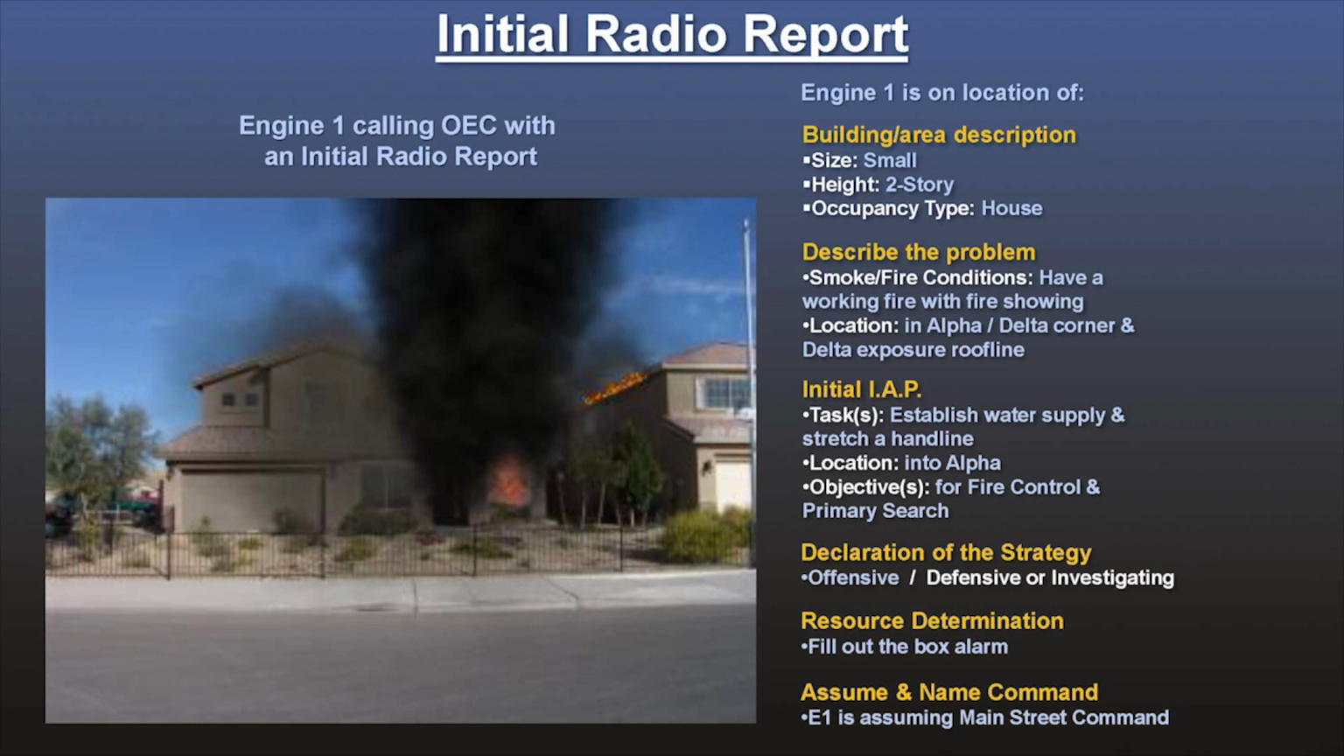OEC receive Engine 1 on location of a small 2-story house with a working fire showing in the Alpha Delta corner and Delta exposure. Establishing a water supply, stretching a hand line into Alpha for fire control primary search. You're in the offensive strategy. We're filling out the box alarm. You're now Main Street Command.